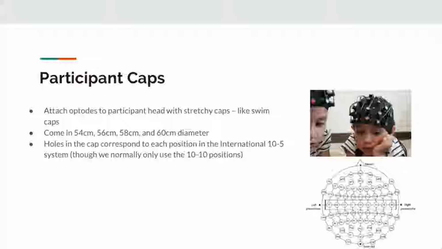And you essentially use those to say, okay, halfway between these and halfway between these is called CZ, the center of your head. A quarter of the way between those is FZ, and so on and so forth. And that's how we determine the same locations externally across people.